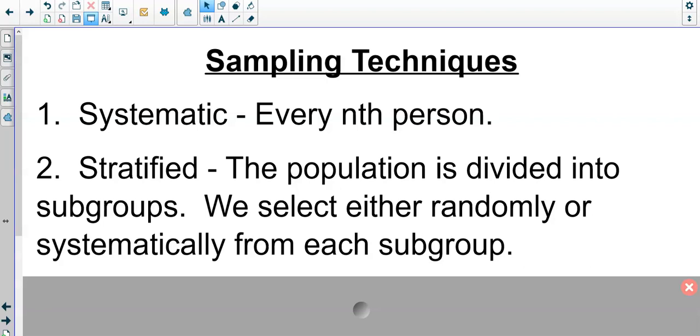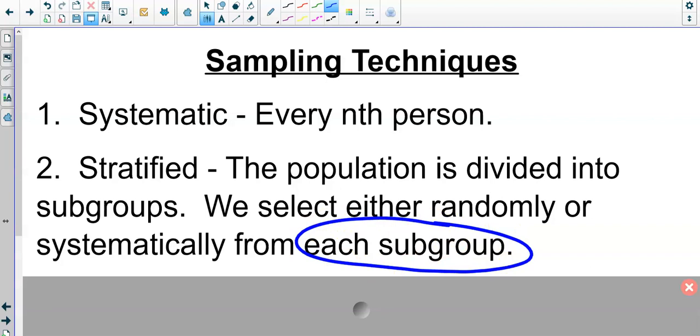8, 9, 10, 11, 12, 13, 14. I want you in the dual enrollment. 8, 9, 10, 11, 12, 13, 14. I want you in the first semester. 8, 9, 10, 11, 12, 13, 14. I want you in the second semester. So again, whether you're doing it randomly, polling random people in general that might have been assigned some number, you just don't know who they are, or whether you do it systematically, I want to survey every third person from each group. But again, in stratified, you're talking to each subgroup. You are pulling from each subgroup.